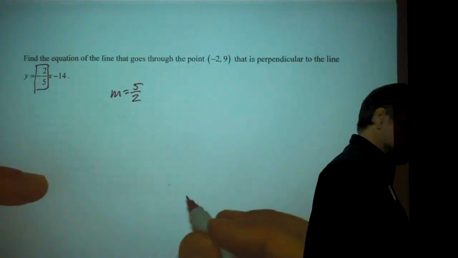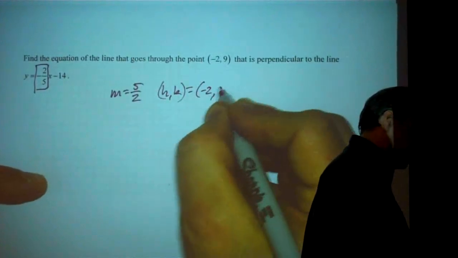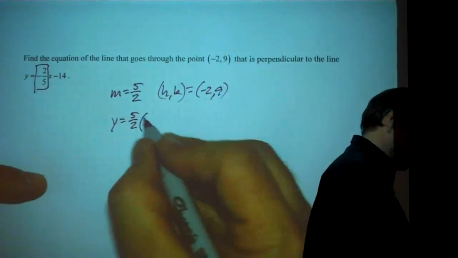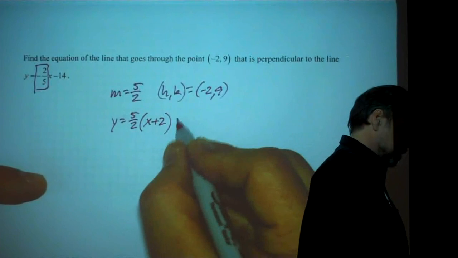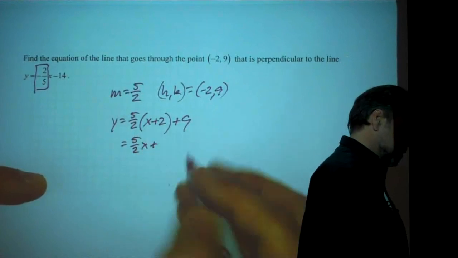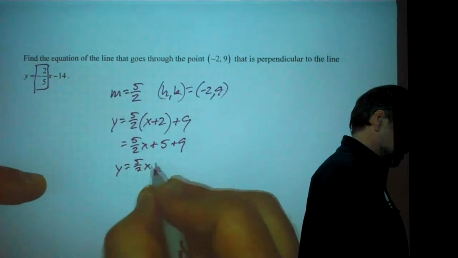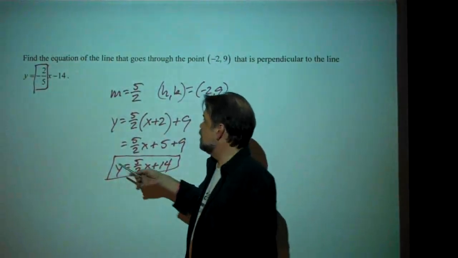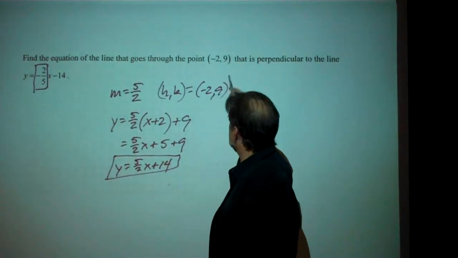And I'm going through the point negative 2, 9. So h, k is negative 2 and 9. And so this time I have y equals 5 halves times x minus negative 2. I'm going to write that as x plus 2, plus 9. And that's just 5 halves x plus 5 halves of 2 is 5, plus 9. And that's y equals 5 halves x plus 14. And we are done. Sure enough, if I were to graph this line and this line, I would see that they are perpendicular to one another, and that this line does go through the point negative 2, 9.